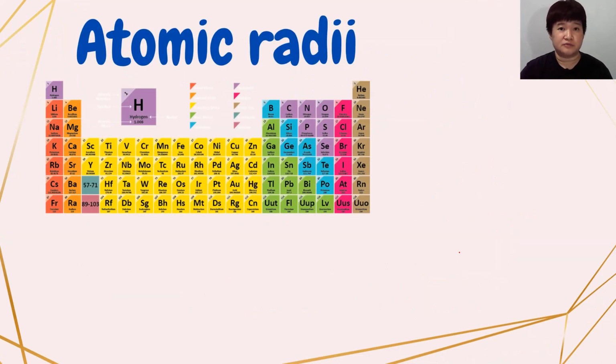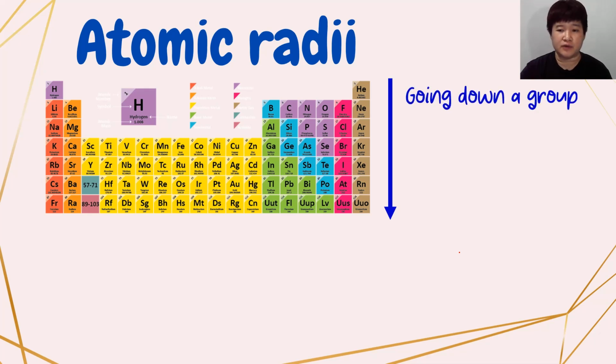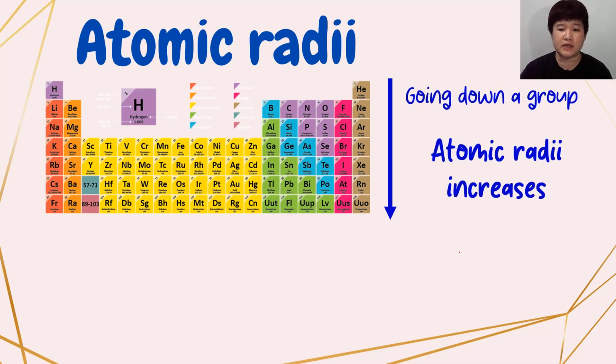Atomic radii. We have two cases over here, like I said. The first one is going down a group. So generally, when we're going down a group, the atomic radii increases. It means that we are going to start with a smaller size at the top and end up at a bigger size at the bottom of the group.